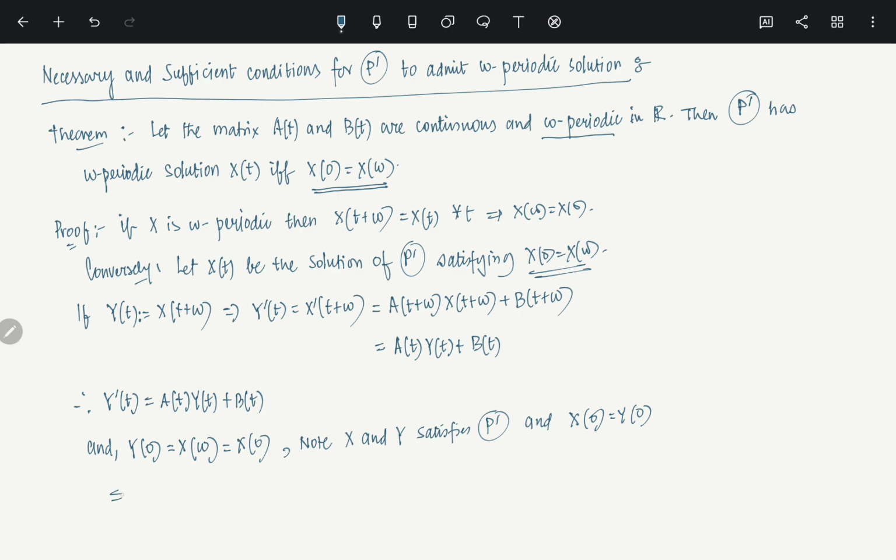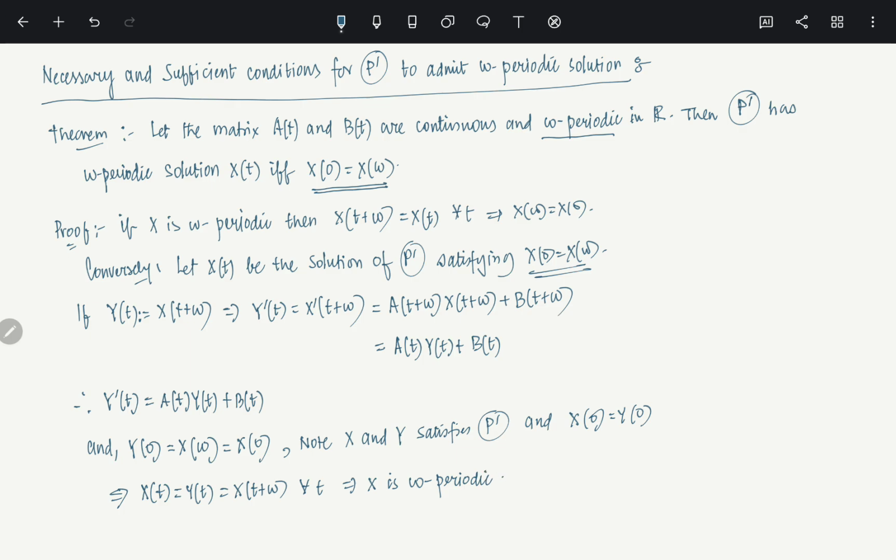Then, of course, since the solution is going to be unique, it implies x of t has to be equal to y of t. There is no other way, and that will imply, what is y of t? It is nothing but x of t plus w. So this should hold for all t, in whatever interval it is. So that implies that x is w periodic. I hope this is clear.